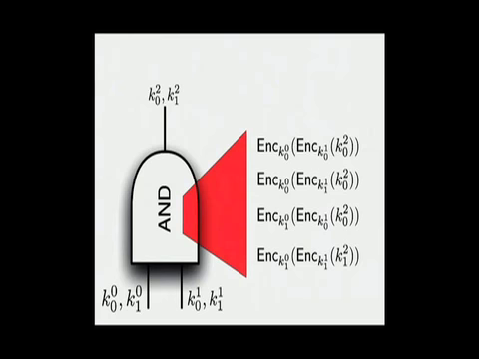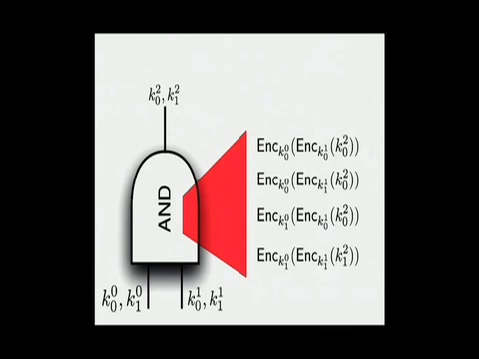And what does this mean? This means if I have this key and that key, I can basically decode exactly one row of this table. And that one row is going to give me the key for the output wire. This is why we call this a garbled circuit technique.